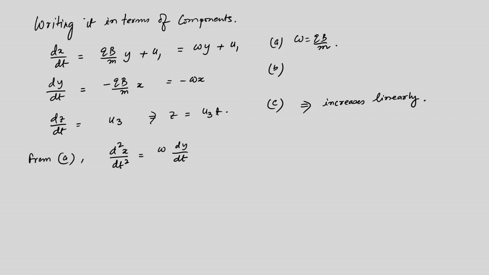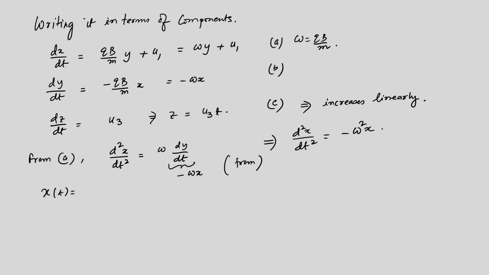Since u1 is constant, one does not have to do anything. Now, from B, this thing can be replaced by minus omega x. So, this gives that d²x/dt² is equal to minus omega square x, and needless to say, all of you recognize that this is the equation of a simple harmonic motion, where the double derivative of the displacement is proportional to the displacement, but with a negative sign, and the solution is very well known.